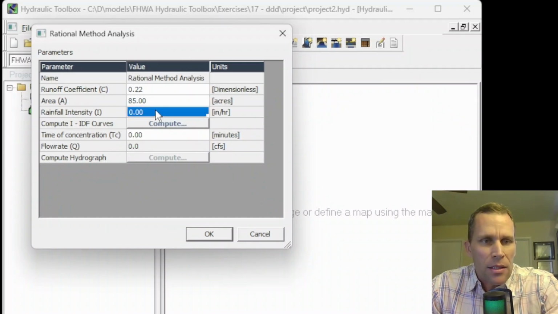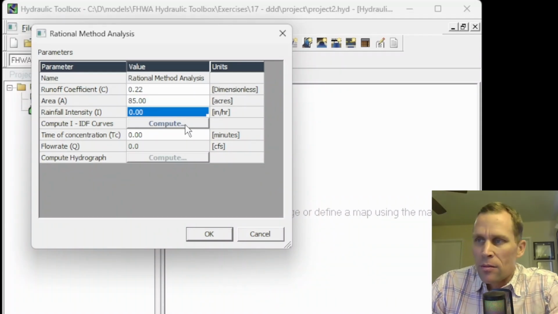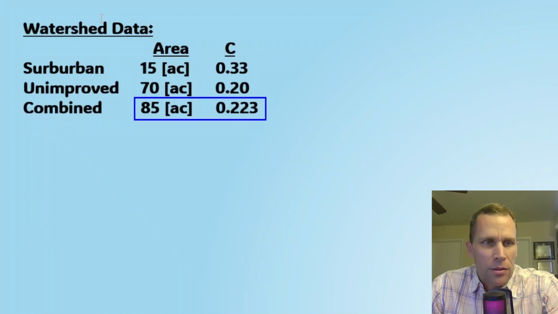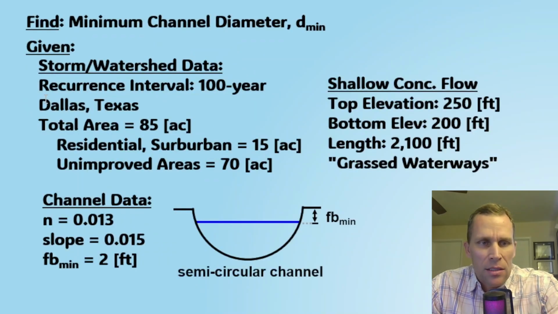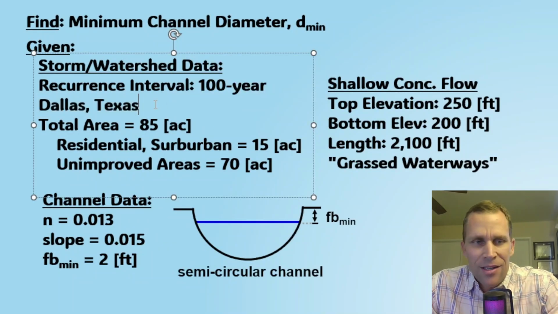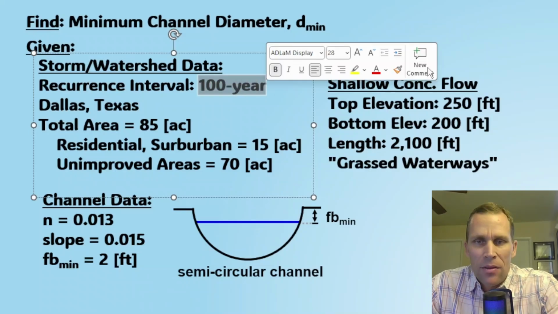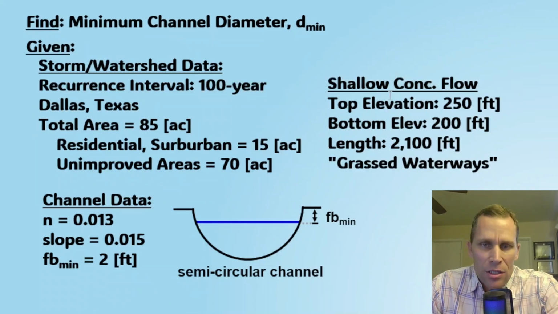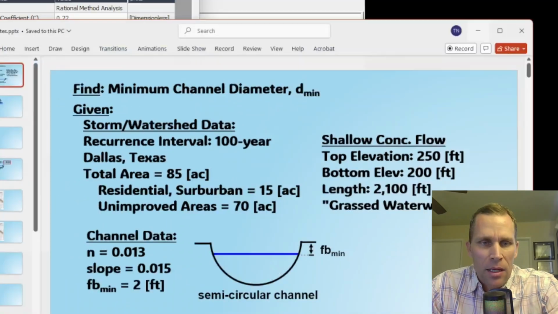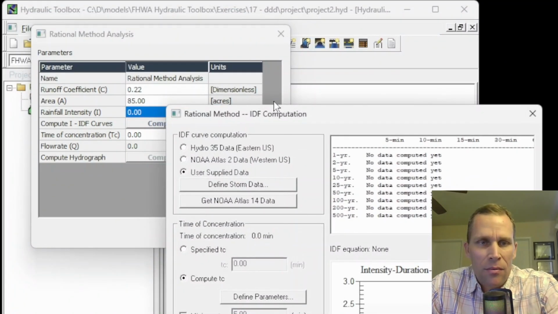All right. Next is the rainfall intensity. So we were not provided the rainfall intensity directly, but we were provided some other information which can help us determine that rainfall intensity, such as the area is located in Dallas, Texas. The recurrence interval is 100 years. And to find the time of concentration, we're given this shallow concentrated flow information: top elevation, bottom elevation, the length, and then the type. So let's get started on that. I'm going to click on the compute button right here.